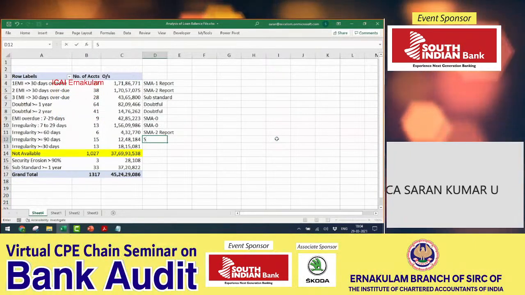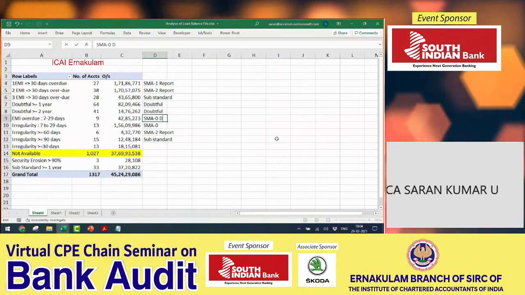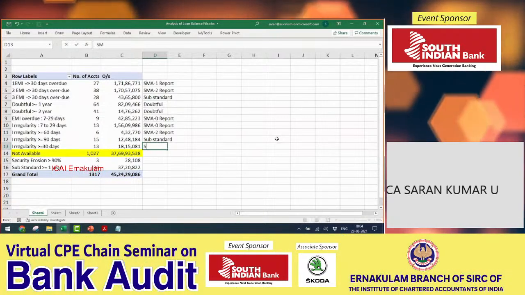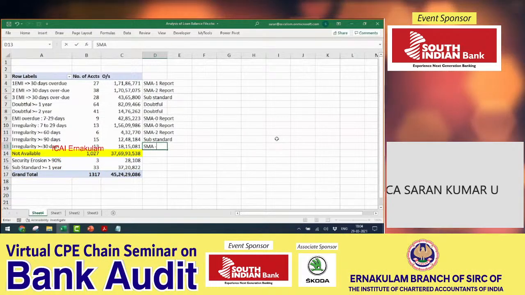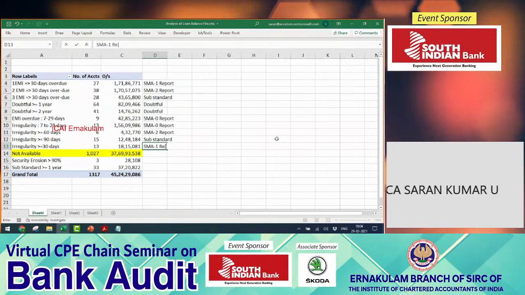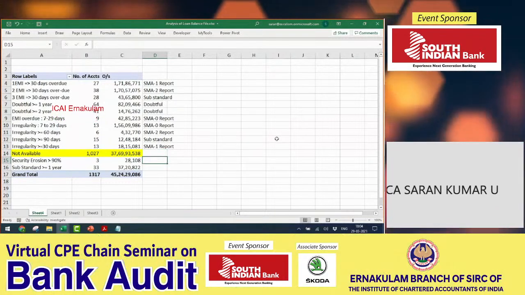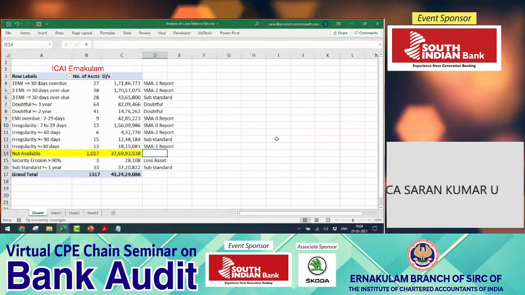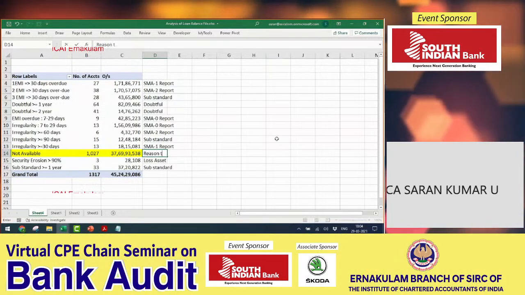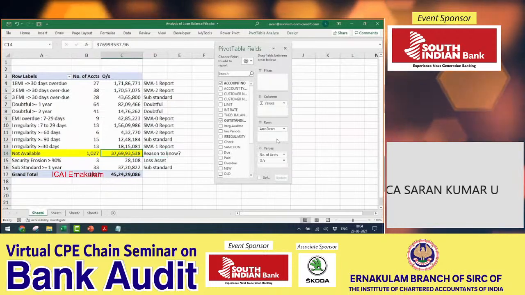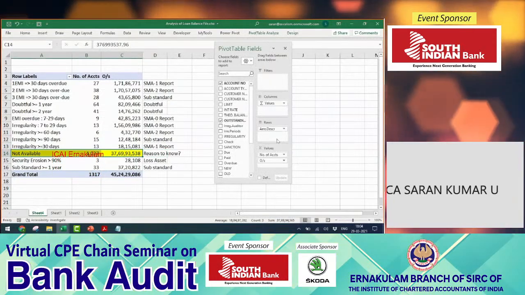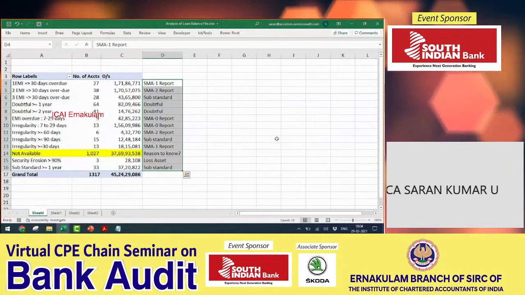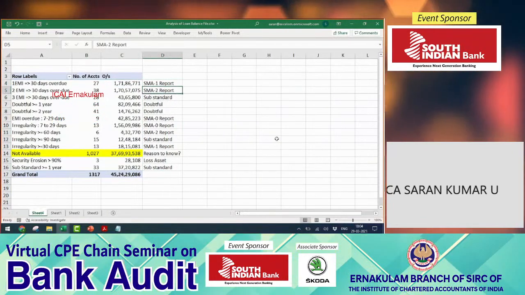Then this is substandard. This is SMA 0 report. Then this is also SMA 0 report. Then substandard. Then this is SMA 1 report. Then this is a loss asset because security is greater than 90%. Substandard. This is the reason to know. We'll check a sample at the back end whether it is really within the due or not even overdue for more than 7 days, then it can be part of this. That means now you can verify every item of this with the SMA 1 report, SMA 2 report, doubtful, substandard, and so on.